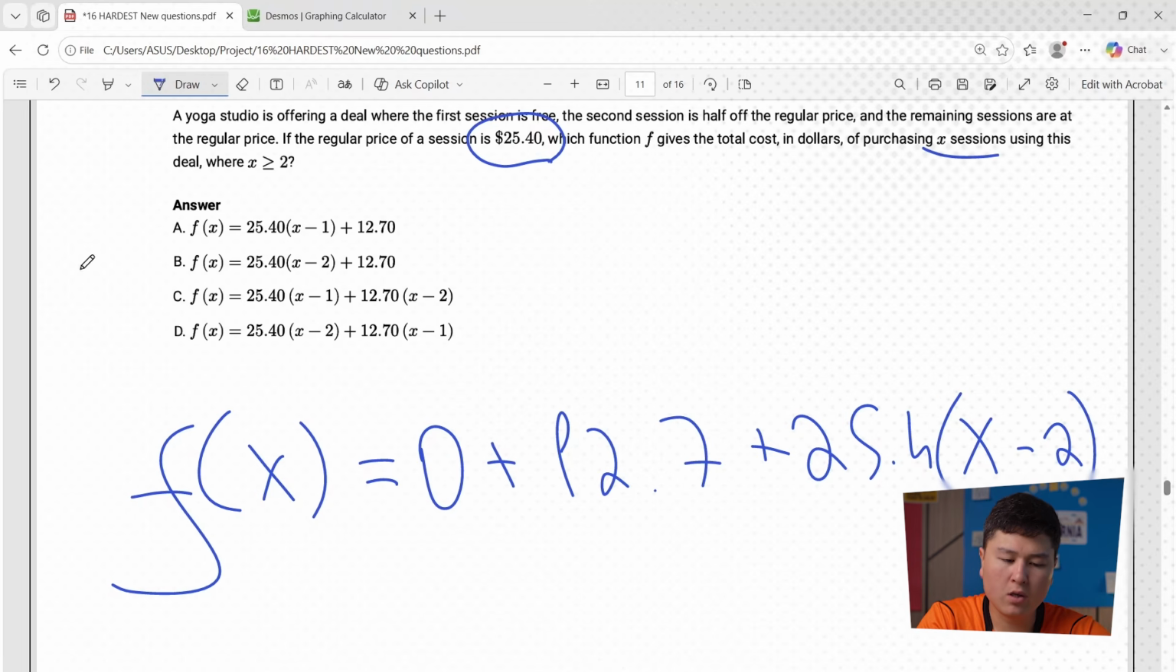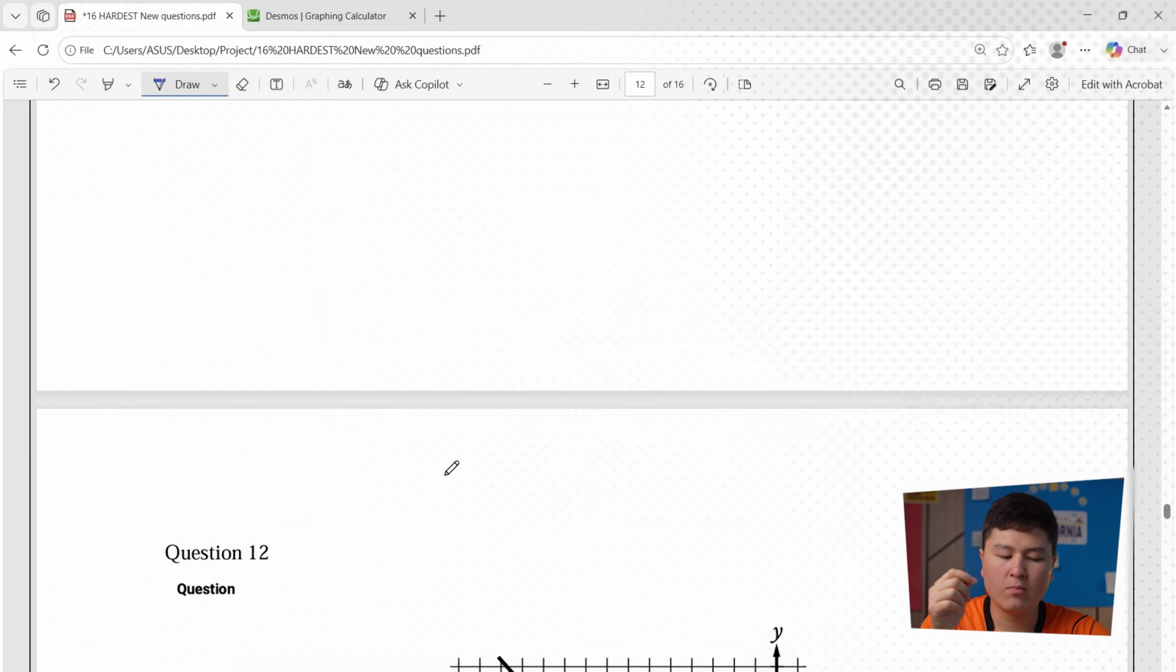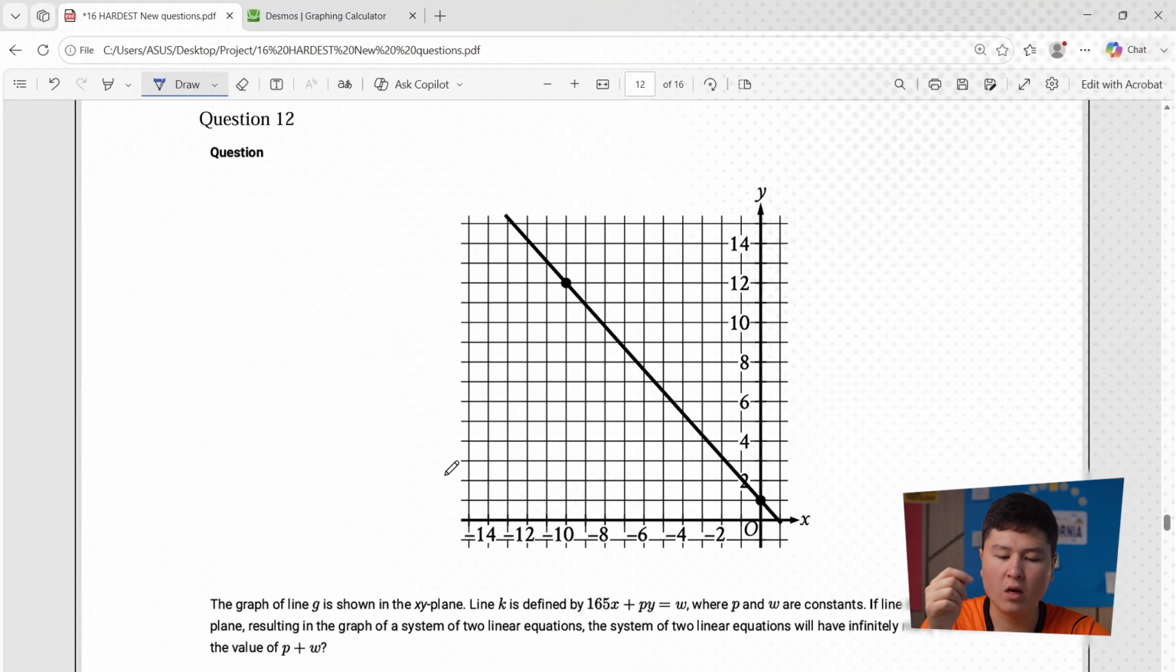And if you look at the options, that is given in B. So 25.4 times (x minus 2) plus 12.7. Like this is just 0, nothing. And our next question is 12.